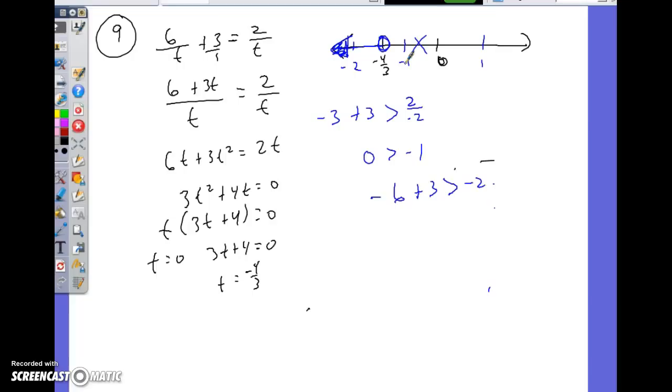Last piece. I'm going to do the last piece. Let's check 1. Put a 1 in here. 6 plus 3 is 9. Is 9 greater than 2? 9 greater than 2, yeah. Thank you. I got 2 people that know 9's greater. Is 9 greater than 2, class? Yes. Thank you. Good to know. All right. So then at 0 and on up, we're going to count it.